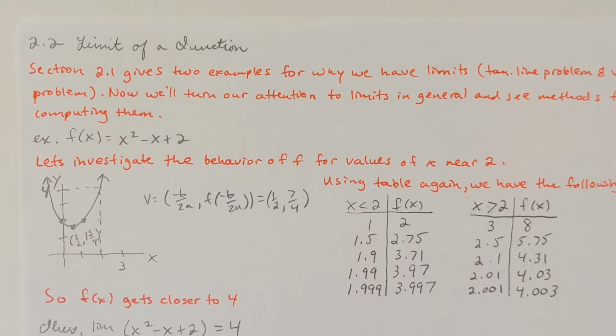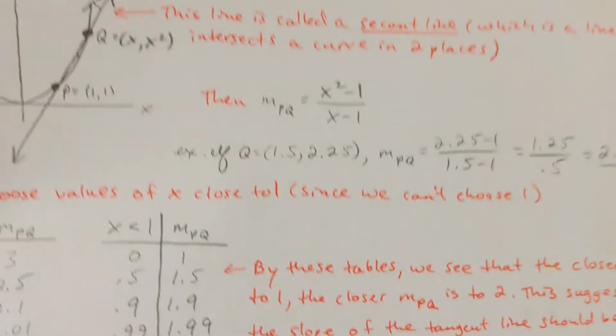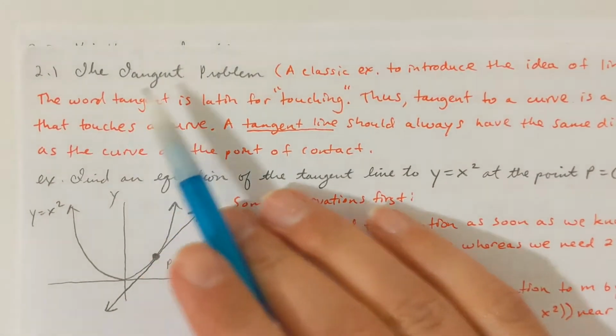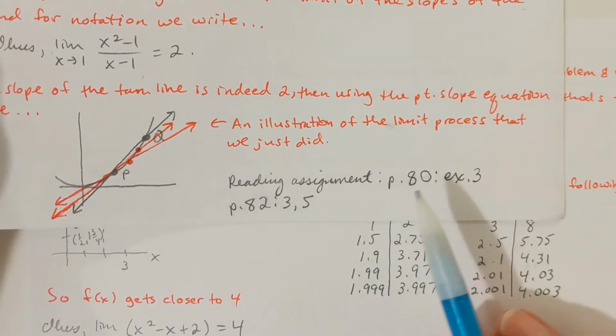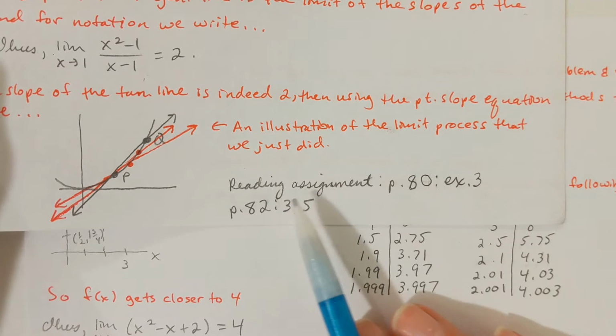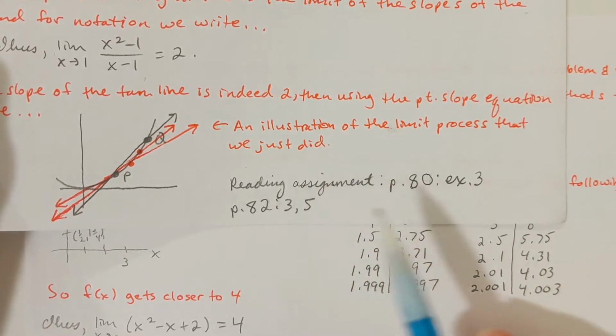Okay, in this video I'm going to begin section 2.2. In the last one we kind of introduced the idea of a limit with the tangent line problem. I'm just showing you the notes there from 2.1: the tangent line problem, and then I had talked about the velocity problem. And here are two problems that I wanted you to look at on your own on page 82.